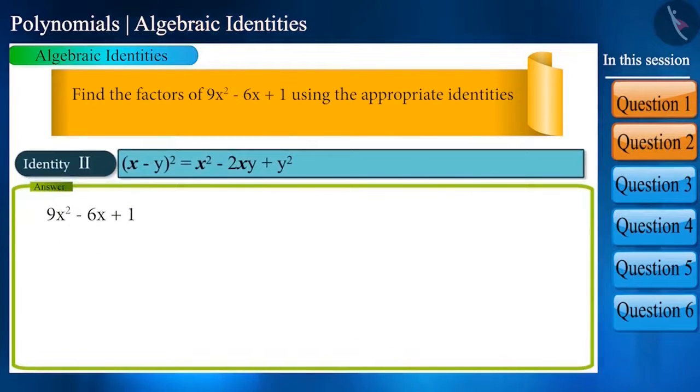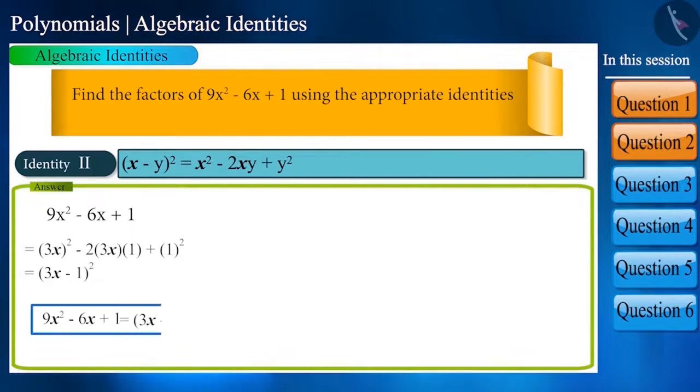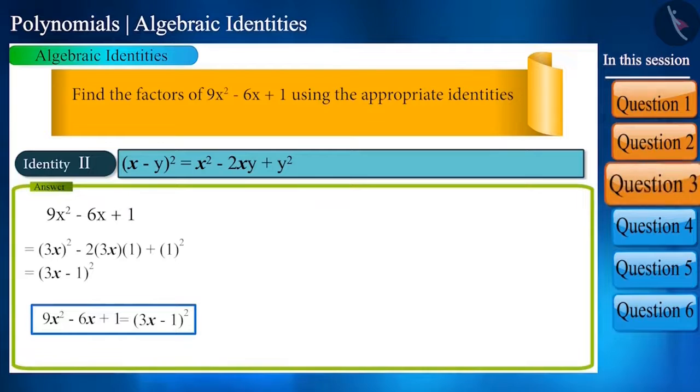If we write it like this, 3x square minus 2 multiplied by 3x plus 1 square, then this becomes equal to 3x minus 1 to the power of 2. Let's go ahead and take the next question.